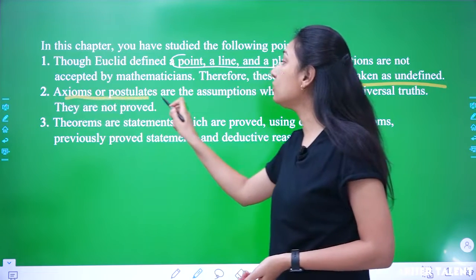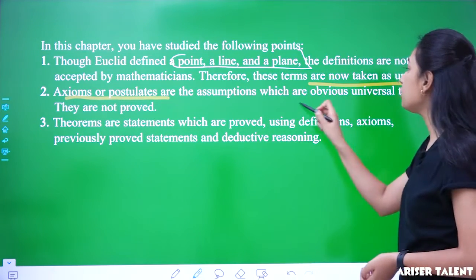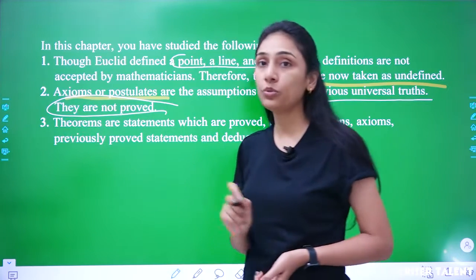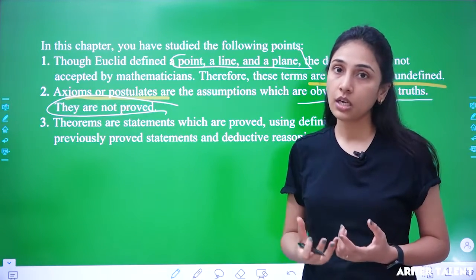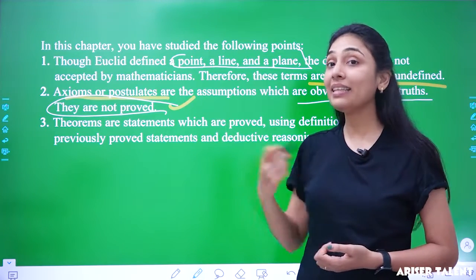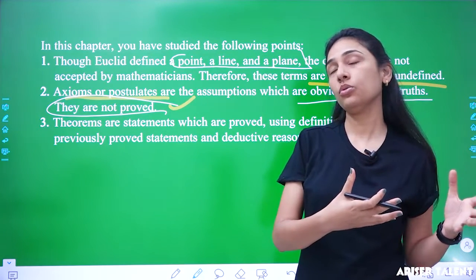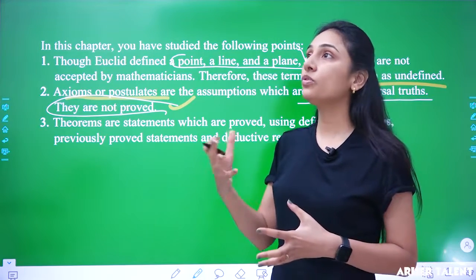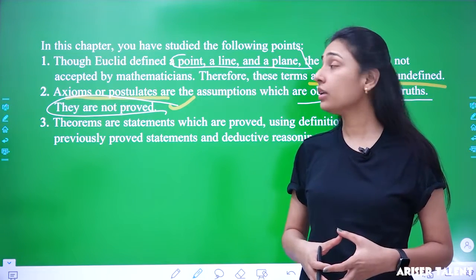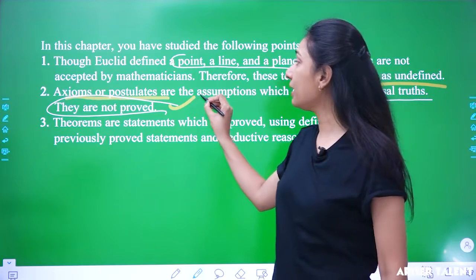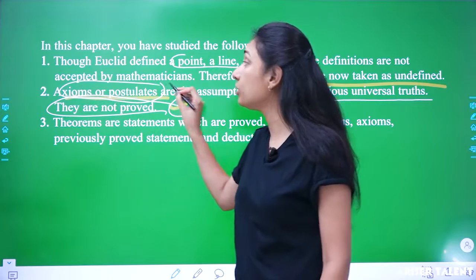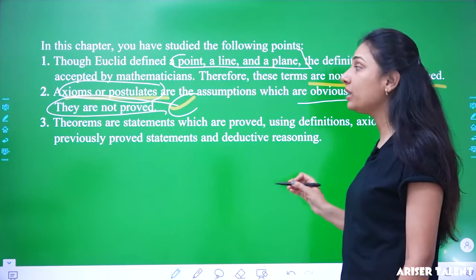Axioms or postulates, these two things are assumptions which are obvious universal truths. They are not proved. They need not be proved, because you can just know that they are true by observations, by the day-to-day activity you are having. So by these obvious things you know these axioms and postulates to be true, so they need not be proven.